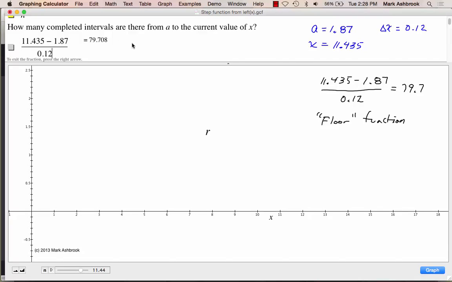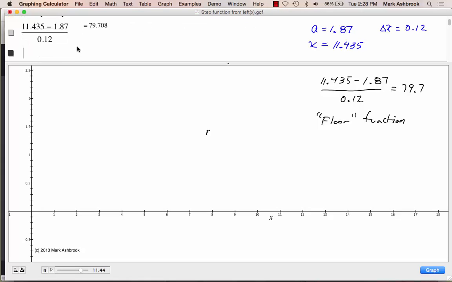Okay, so there's the 79.7. So we know there's 79 completed intervals. If you type in F-L-O-O-R, you get these brackets. Just type in floor. This is the function that we want. It's like vertical bars with the little floors on the bottom. So I'm going to take that value right there.